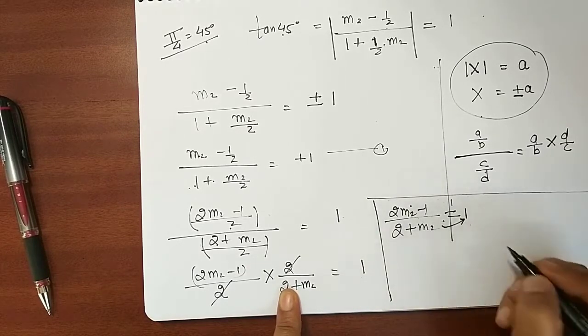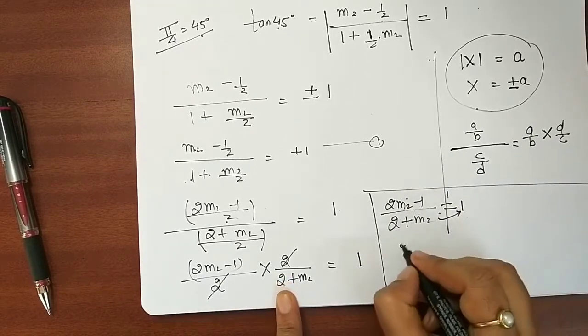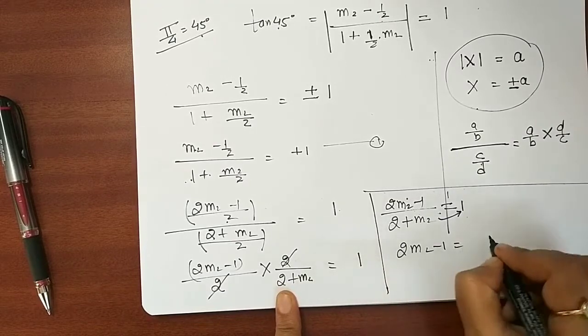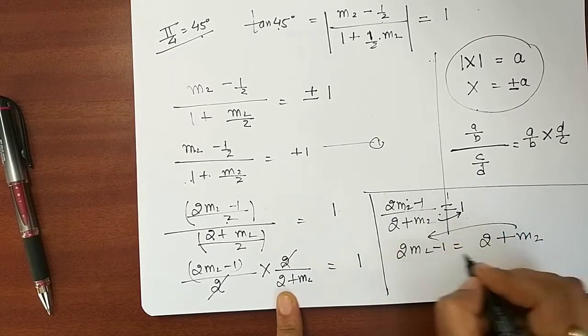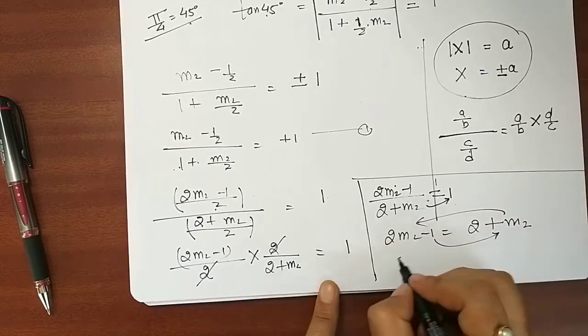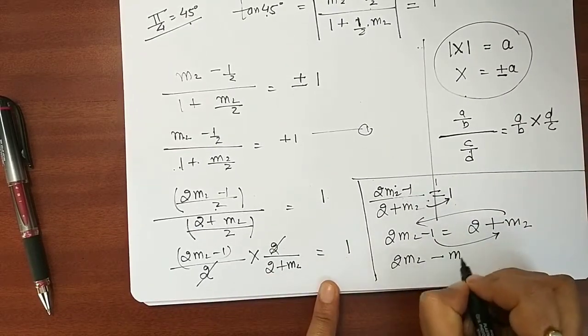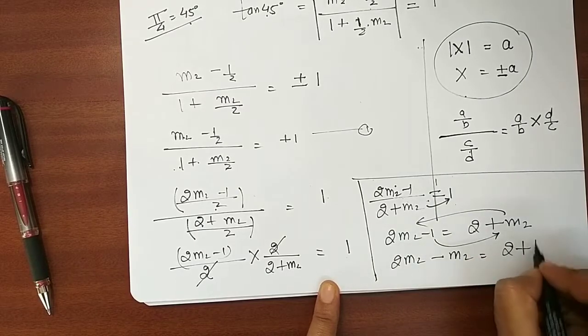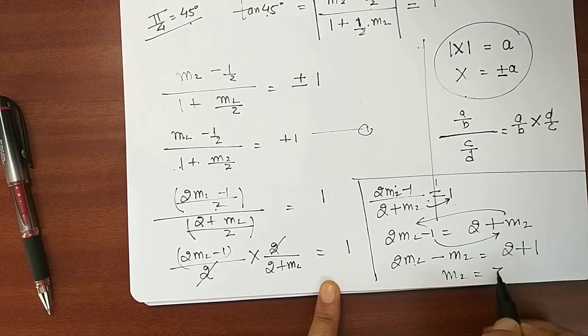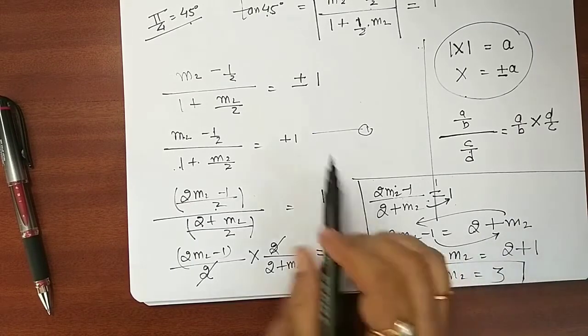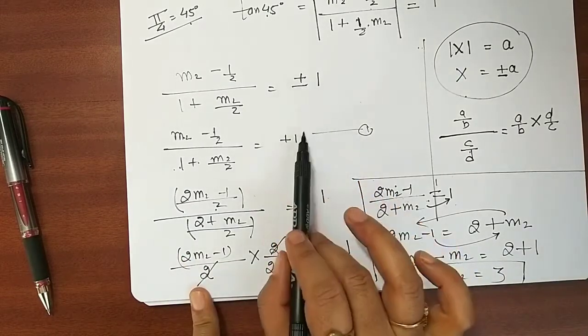So this will go there. Okay, so I will get 2m2 minus 1 is 2 plus m2. This will come here and this will go there. So this will be 2m2 minus m2 is 2 plus 1. So can I write m2 is equal to 3? This is my first possible answer because I have taken only the plus sign here.